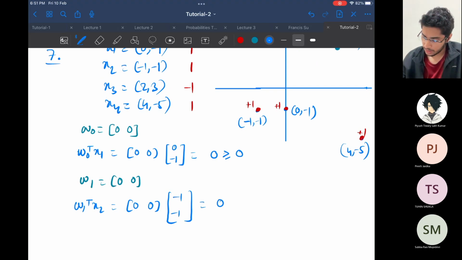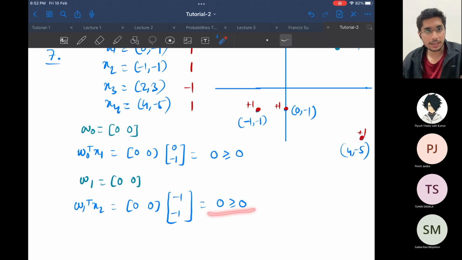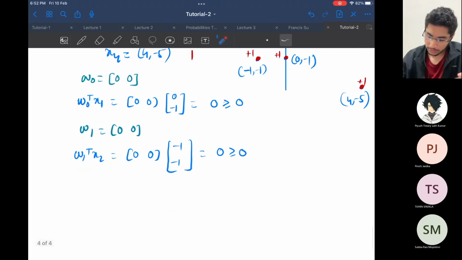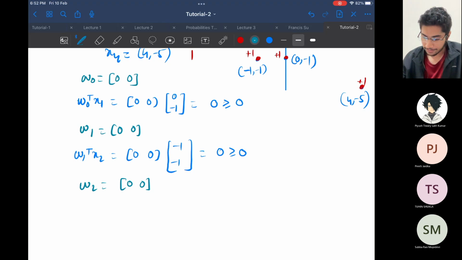This will again be 0, which is again greater than or equal to 0. We check this because the label is positive. Since the label is plus 1, we just check if the output is greater than or equal to 0. Just remember the perceptron algorithm, what it asks you to do, just follow that. Since this condition is satisfied, we will say, okay, this is fine. So I will set my W2, which is again 0, 0, because I haven't updated anything.